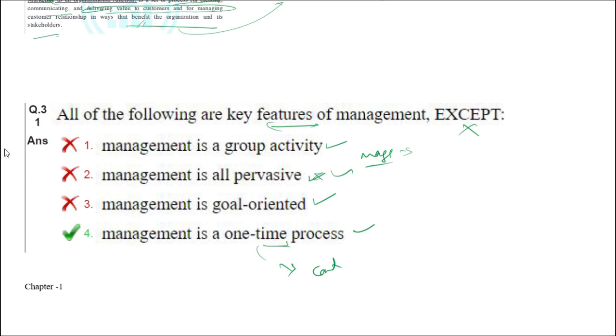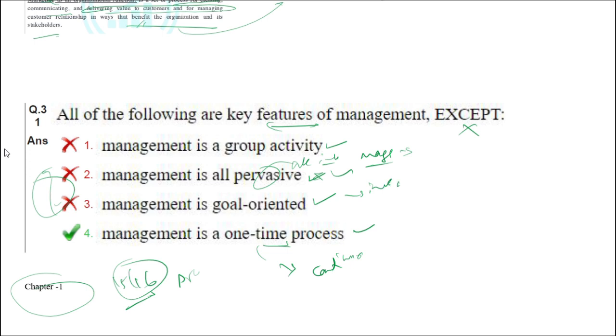This we have discussed. There are so many features of management, around 15 to 16. If you go to the chapter, you will understand. Also, my previous video on management clearly answers this question. Pervasive means all inclusive. In management, everybody is included, so it is all pervasive. We know that from the definition. Management is always a continuous process, so the correct answer is that management is not a one-time process.